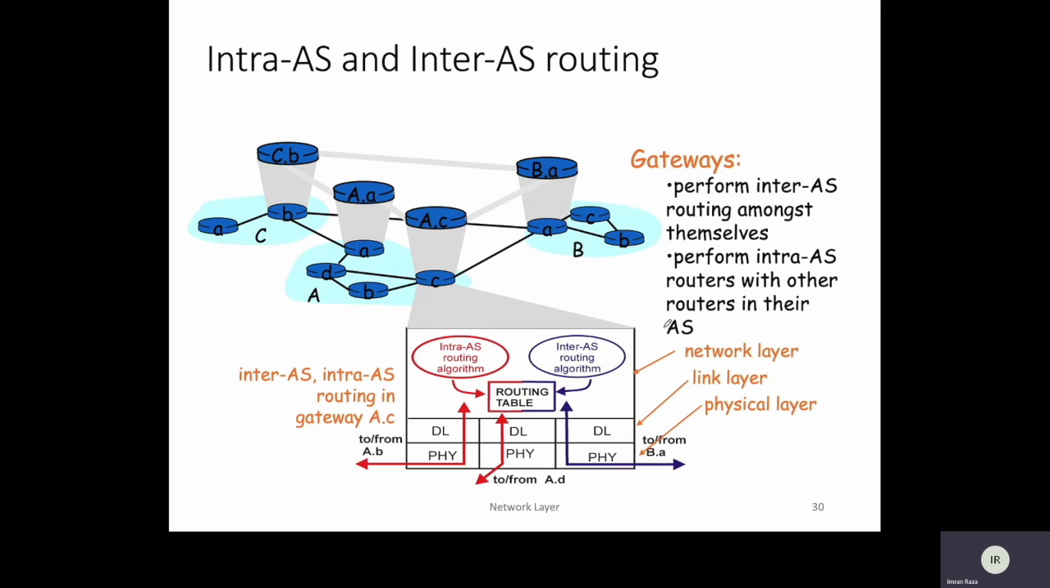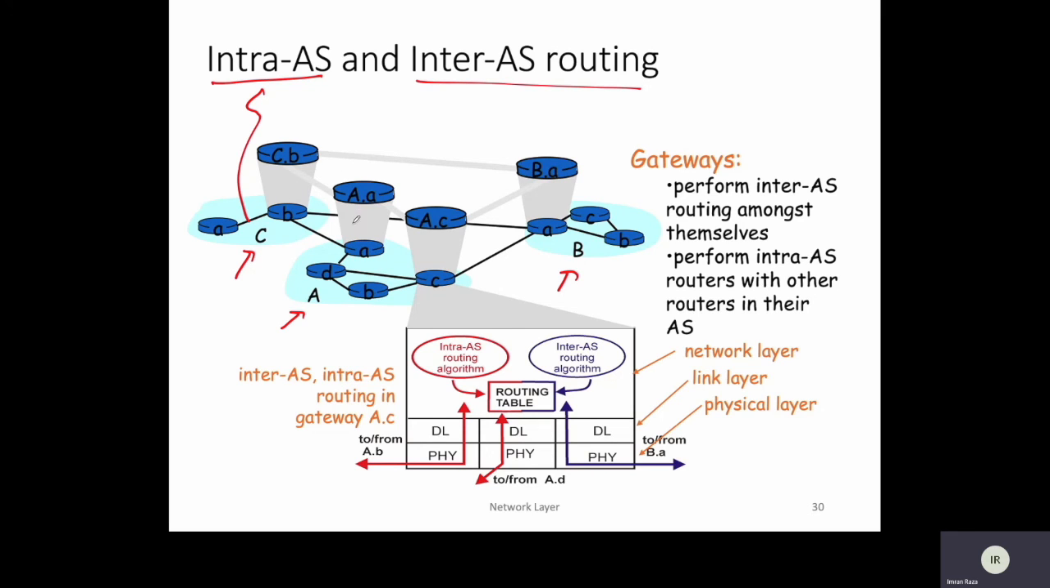So let's try to understand it with the help of this example. Here we can see three autonomous systems: C, A, and B. In autonomous system C, I can use intra-autonomous system routing. So there are two types of routing here: intra-autonomous system and inter-autonomous systems. If I want to route data from A to B inside this C autonomous system, this is called intra-autonomous system routing.